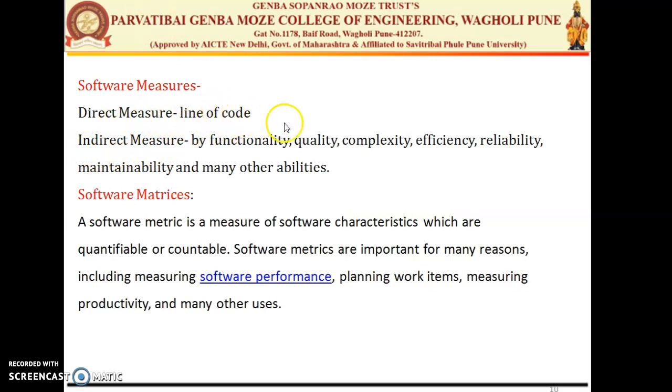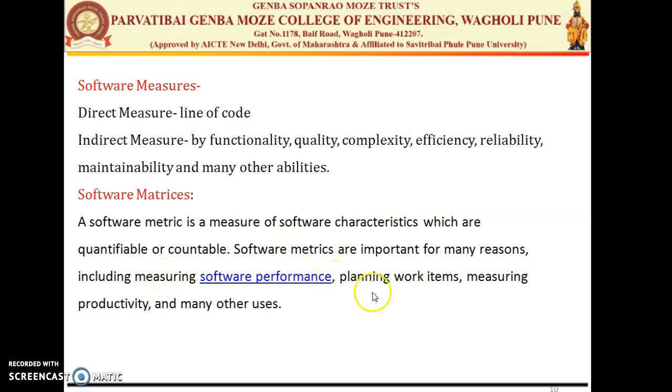It is given in KLOC, that is kilo lines of code, for a particular function, for a particular project, for a particular model. So the line of code is always measured in KLOC, that is kilo lines of code. So we have different software metrics for measuring the software. A software metric is a measure of the software characteristics which are countable or measurable.